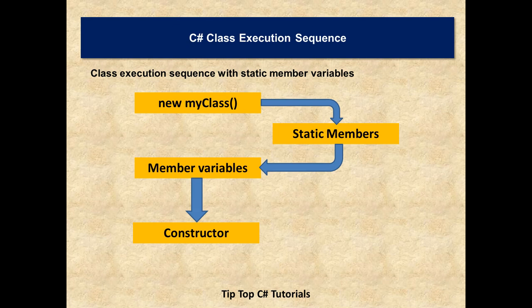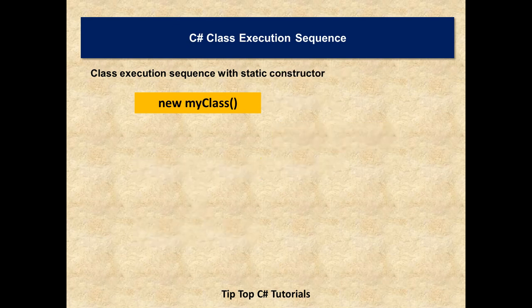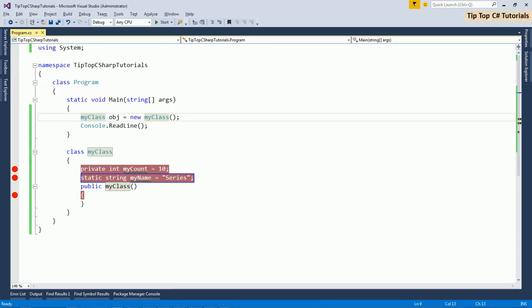Now, what if we want to have a static constructor? What happens if we have a static constructor? This is a tricky part. We would not have used static constructors much in our day-to-day work. Static constructors are used to assign values to static variables, and I'll switch to Visual Studio to demonstrate it.